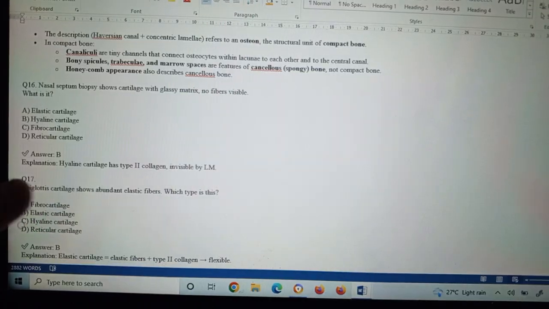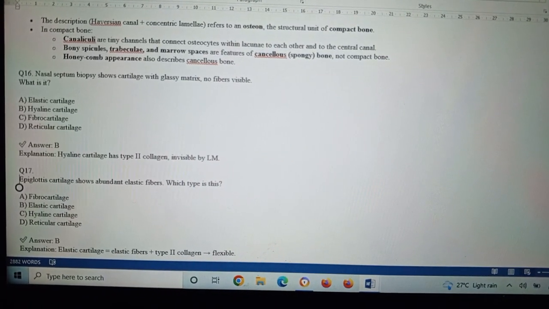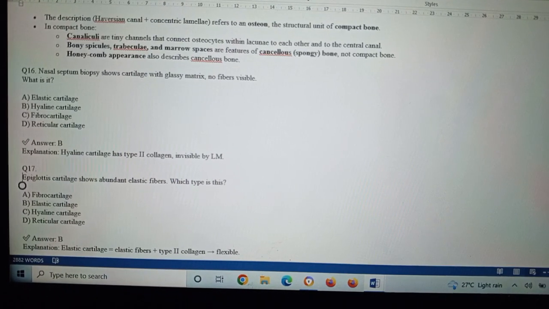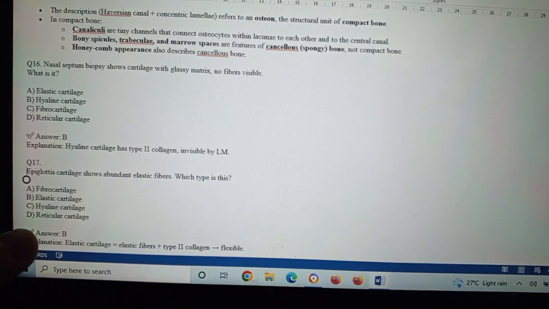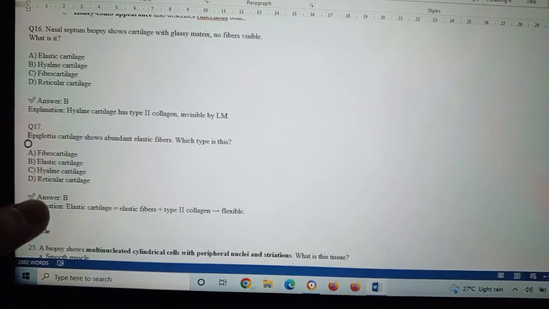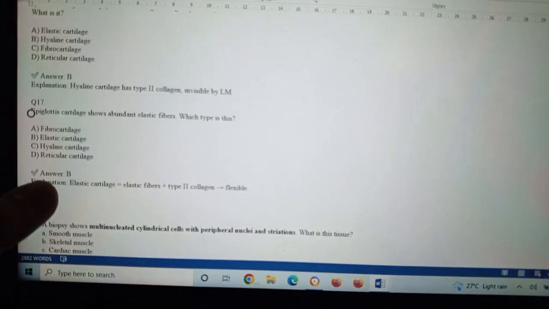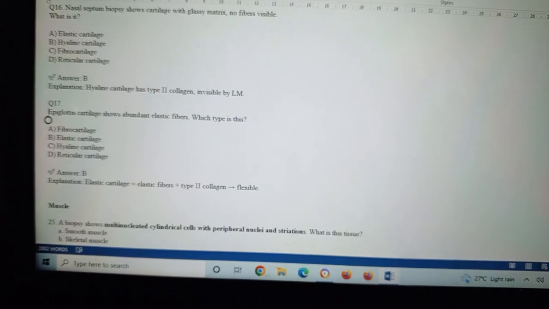Question 16: a nasal septal biopsy shows cartilage with glassy matrix, no fibers visible. Which type of cartilage is this? This is hyaline cartilage that has type 2 collagen, invisible by LM. Invisible by LM. Okay.